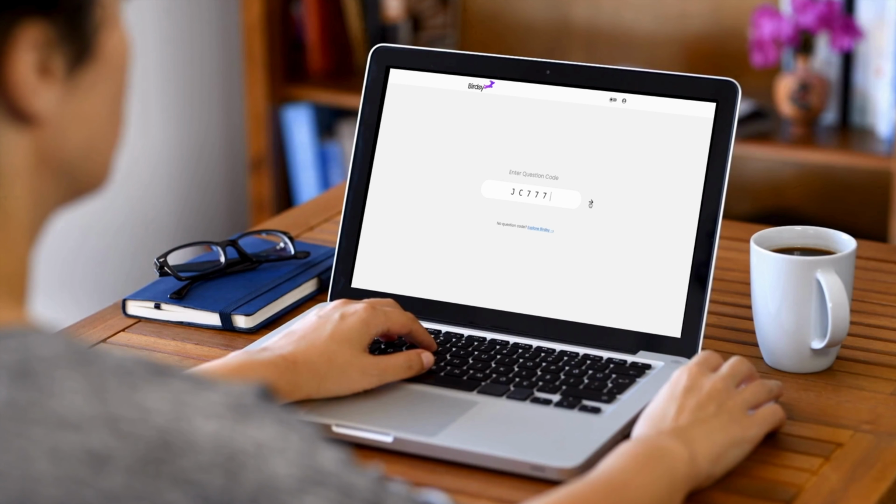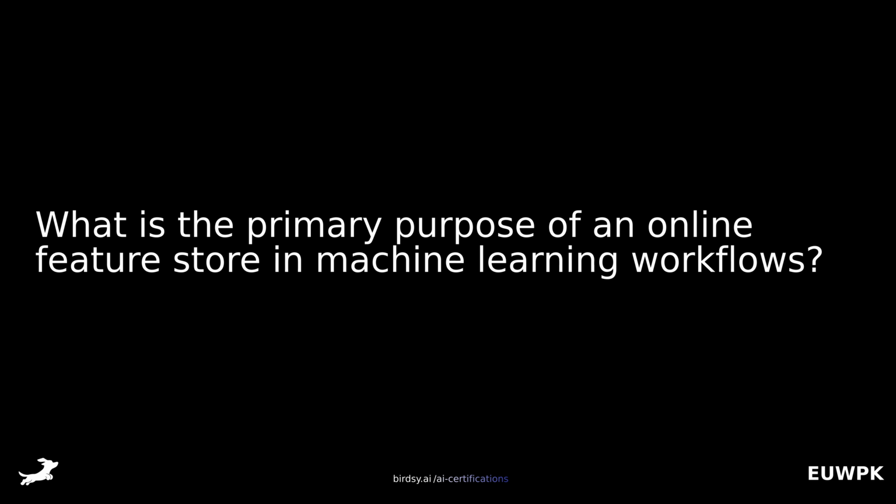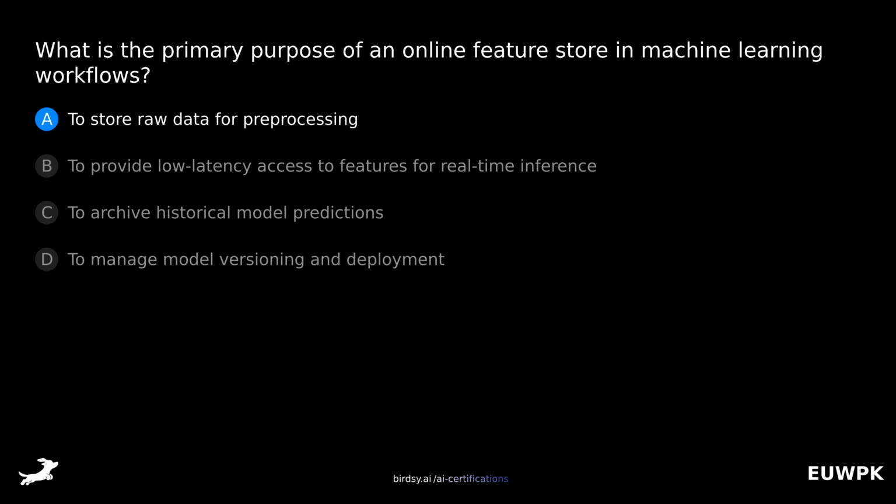Feature store design, ingestion patterns, and online-offline store confusion points. What is the primary purpose of an online feature store in machine learning workflows? Is it A. To store raw data for pre-processing? B. To provide low-latency access to features for real-time inference?